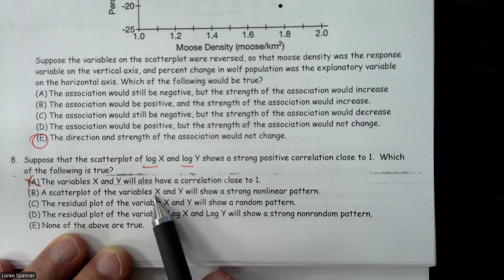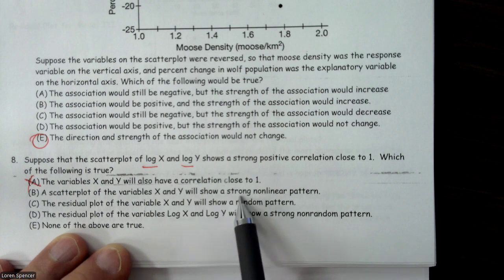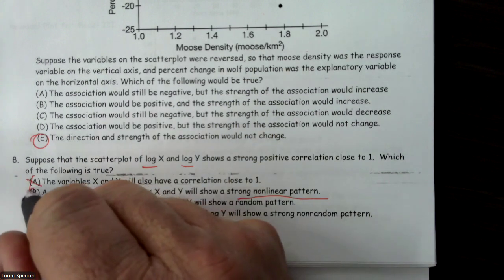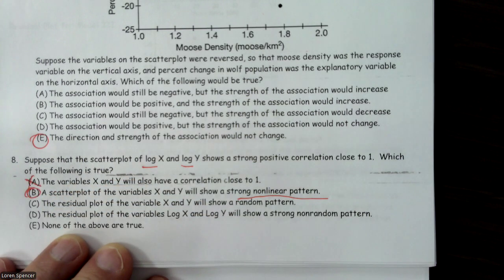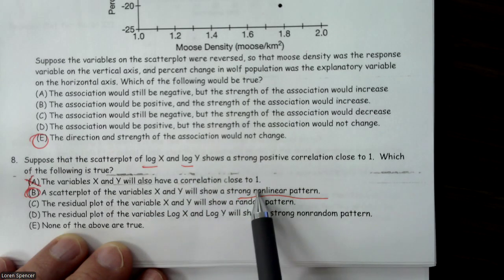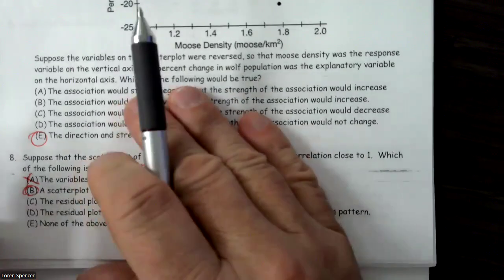A scatter plot of variables x and y will show a strong nonlinear pattern. That is true. They will show a logarithmic pattern. So for 8, I like B. The reason we know this is because the log was appropriate. If the log was appropriate, that means they have a nonlinear pattern, and a line would not be appropriate.